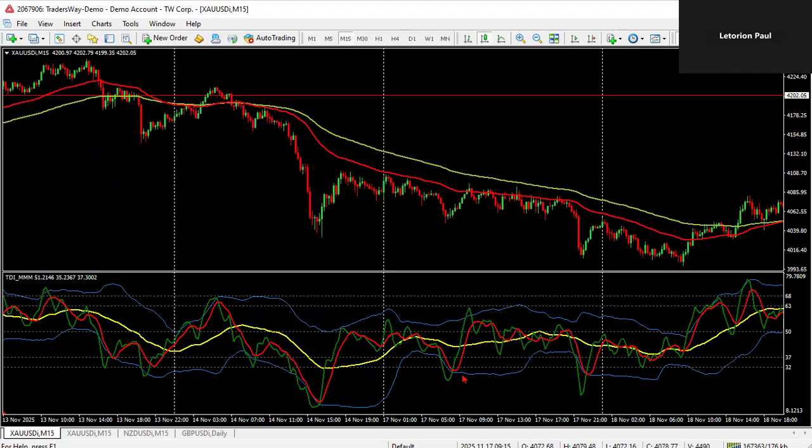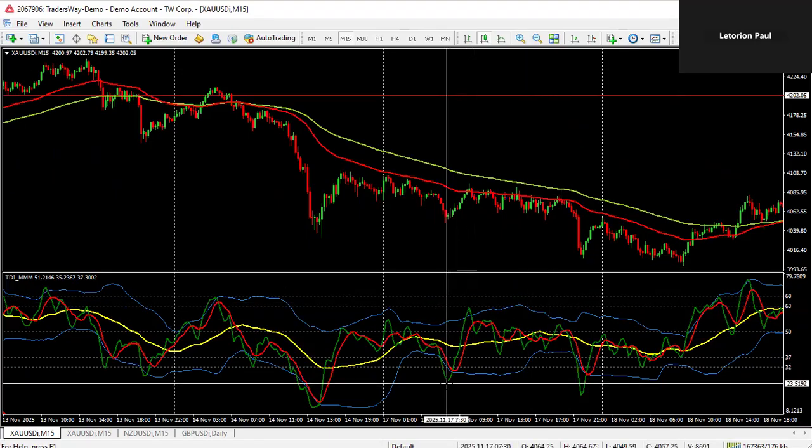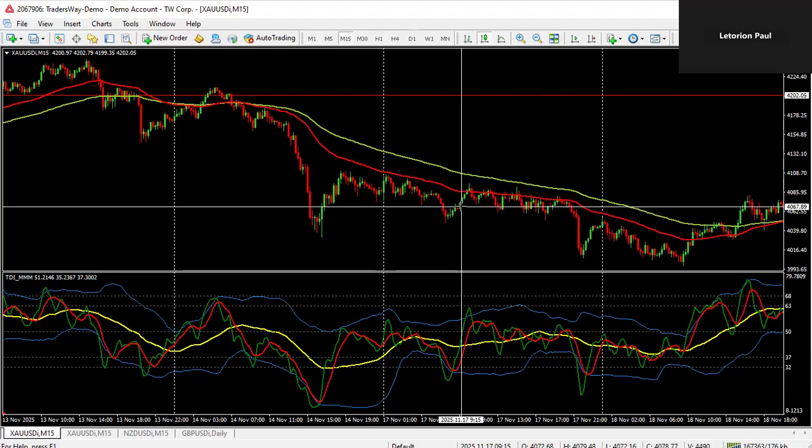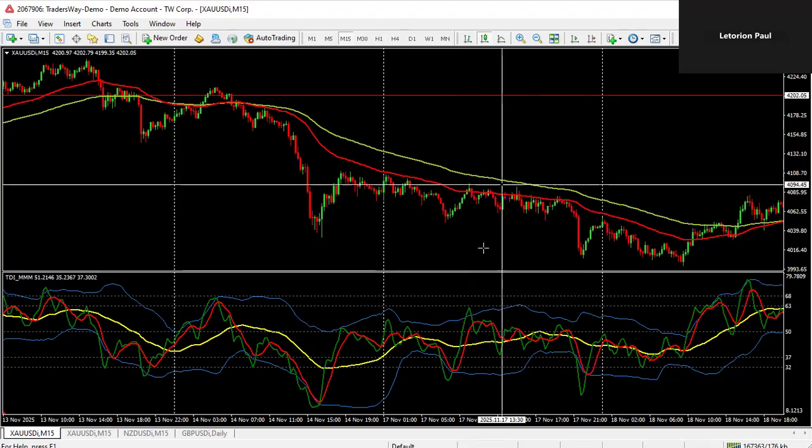Let me give you some examples. You see them happen every day. So here's one. RSI was under 37, it goes above 37, you could buy there. Got your 265 pips. This is obviously gold.